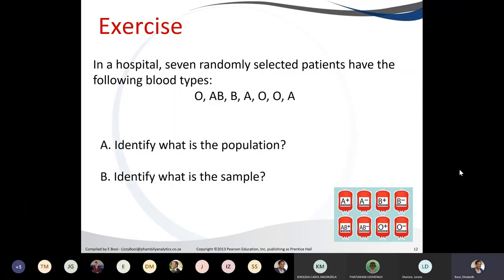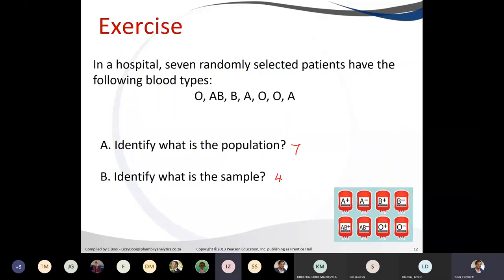Okay, you can unmute yourself if you want to give an answer. What will be the population of this study? So the population is 7 and the sample 4. And anyone who wants to, do you agree? And if you don't agree, what is your option? Anyone? She's saying the population is 7 and the sample is 4. Do you agree?